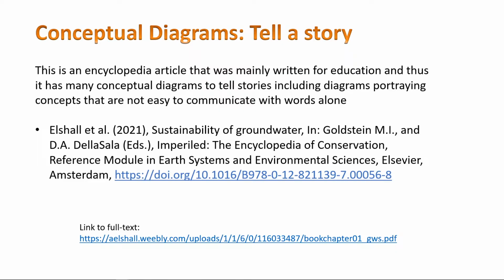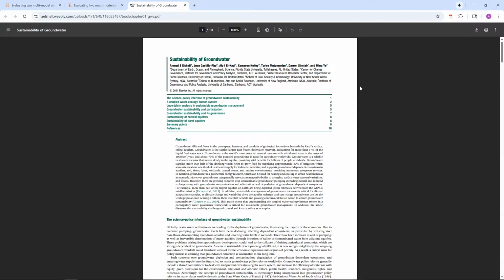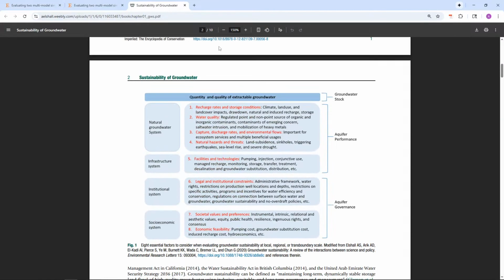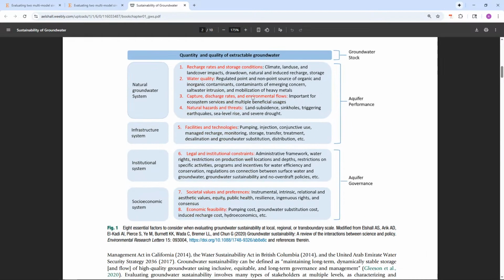So it should have less text and more conceptual diagrams, because a conceptual diagram gives the big picture. I think you can provide the link for it here. So let's see, this is our first conceptual diagram. It's about groundwater sustainability, and it's telling you the 8 essential factors considered when evaluating groundwater sustainability at local, regional, or transboundary scale.